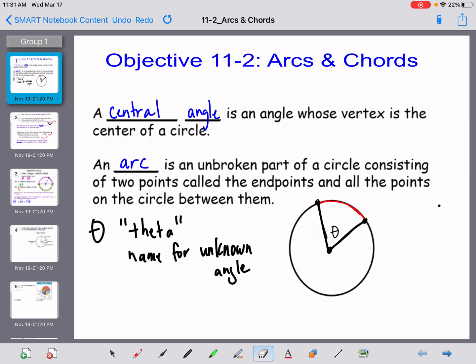So in our little diagram here, the arc is the red piece, and then you can see at theta, that's the center of the circle. So that angle, theta, whatever that angle is, whether it be 50 or 40 or 60, that will be the measure of the arc.